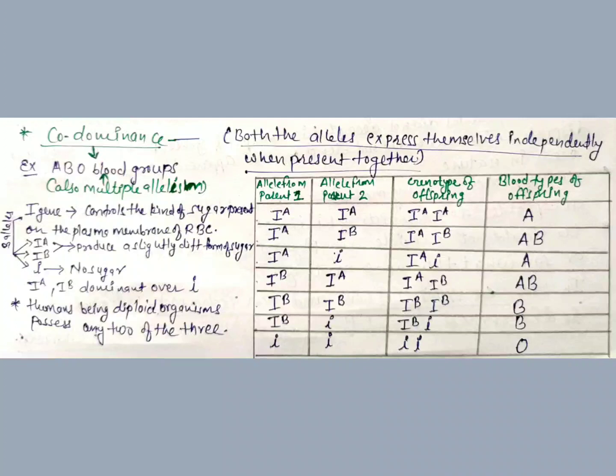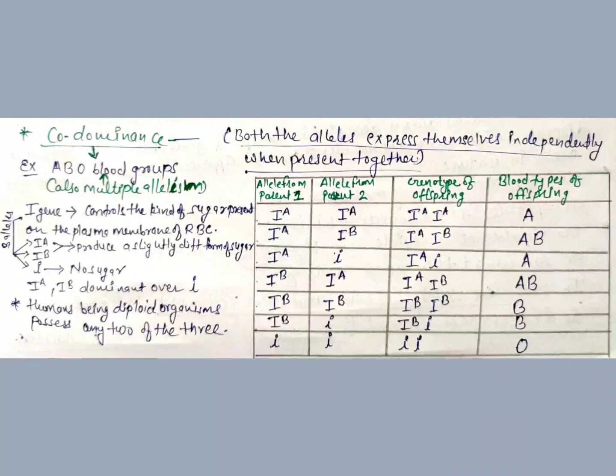Similarly, if the genotype is capital IA and capital IB, it will be AB blood group; capital IA, small i, that will be A blood group; capital IB, capital IB, it will be B; capital IB and small i, it will be B blood group; and small i, small i, that blood group will be O.